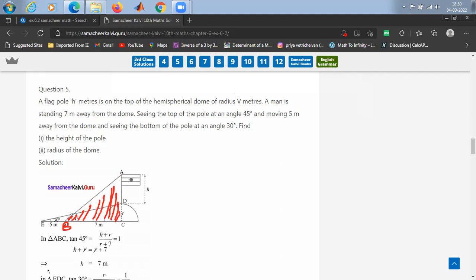They're taking this triangle, ABC triangle. So what is tan 45 degree? Tan 45 degree is opposite by adjacent. So this is going to be your opposite. And this will be the adjacent.